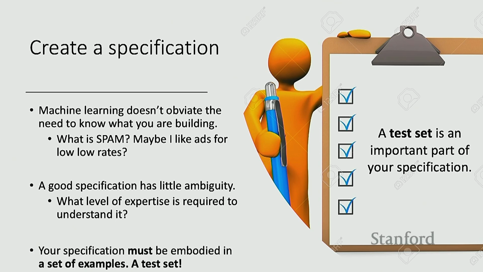And also the specification: you use this specification to define a set of examples. Because eventually, if you just have some text description about what is a spam, that's probably not useful. You have to really have a set of test examples, and the test examples have labels, and that is really your definition of spam.